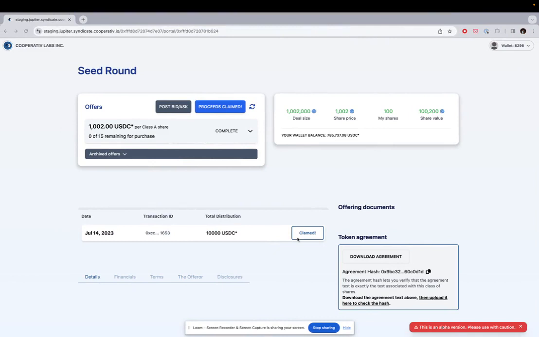Each distribution has its own line item here. And so you claim each distribution separately. It could be that the investor connects their wallet and finds that they have 2 separate distributions to claim. But each one is sort of a separate object.